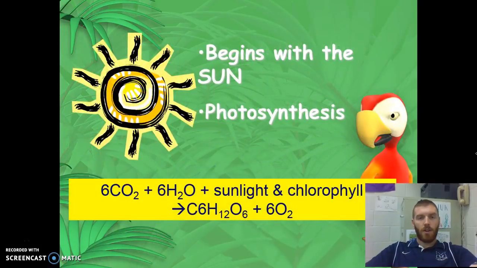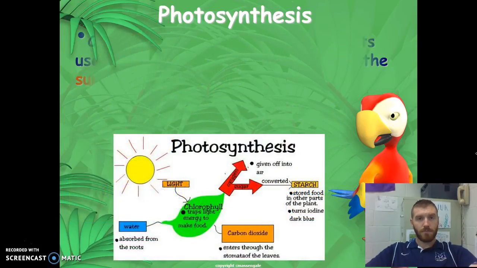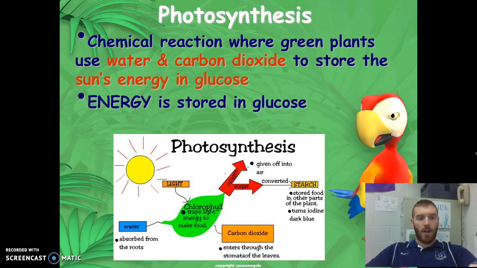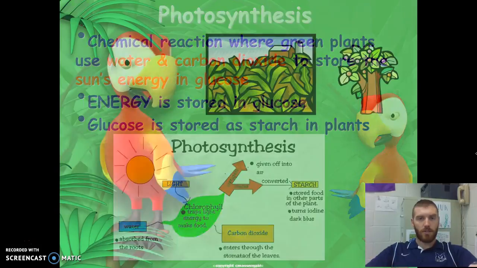Okay. Everything always begins with the sun in a process called photosynthesis. You can see the photosynthetic formula down here, and you'll learn more about that when you get to biology next year. Photosynthesis is a chemical reaction where green plants use water, carbon dioxide, and the sun's energy to store everything in a molecule called glucose, which is a sugar. So energy is stored in this glucose molecule, and it's also stored in starch in plants.